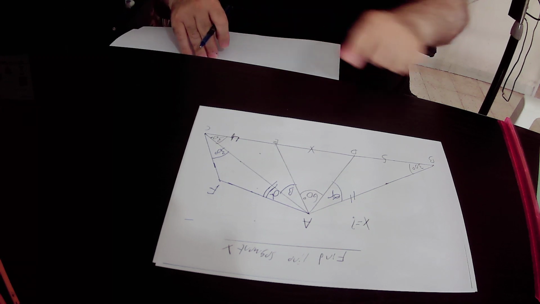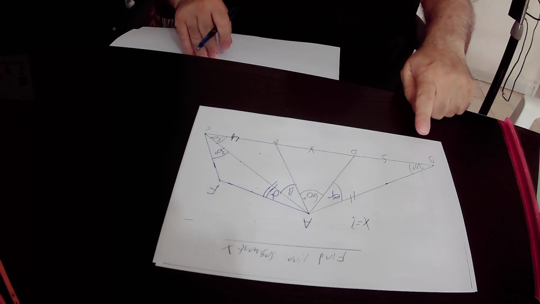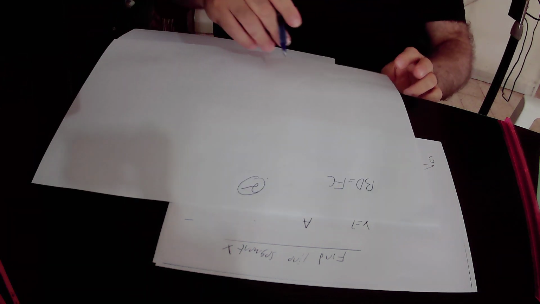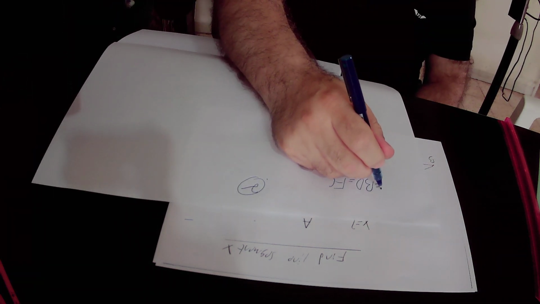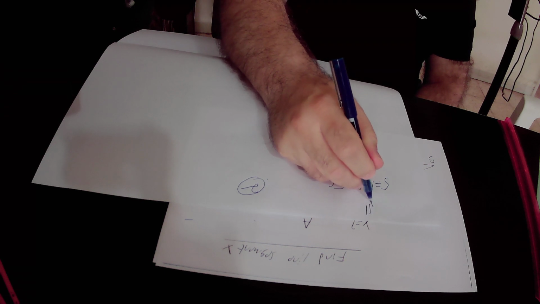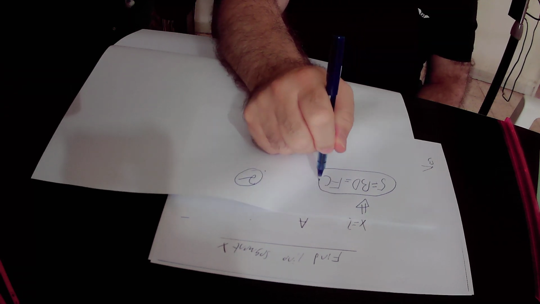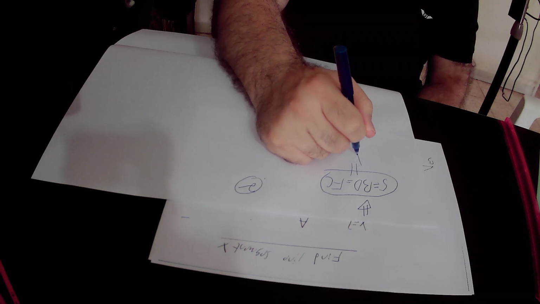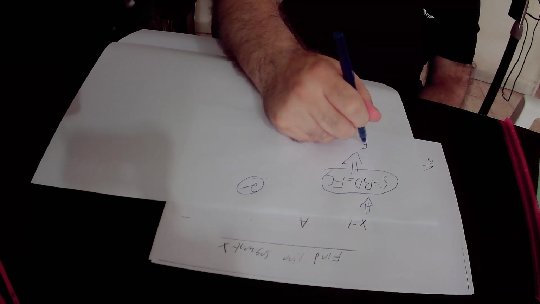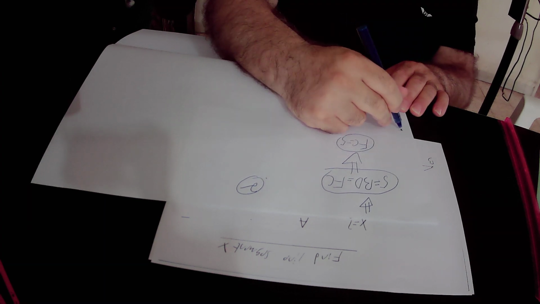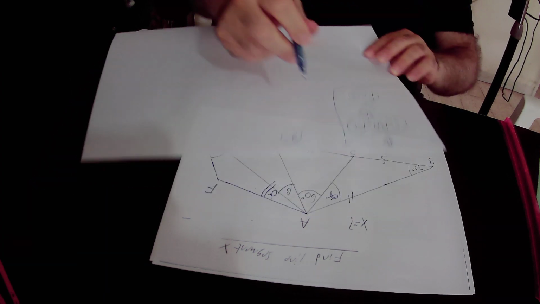But according to what is given in the question, side BD equals 5 units. So we can write here that BD equals 5 units. And from this equation, 5 equals BD equals FC, we derive that FC is also equal to 5 units. Okay, side FC is also equal to 5 units.